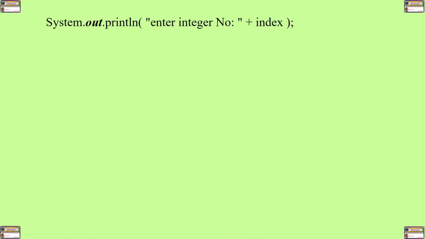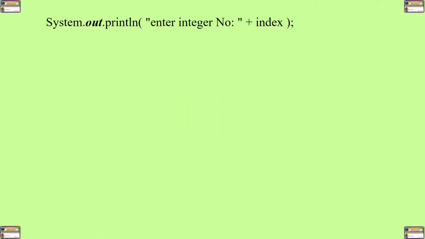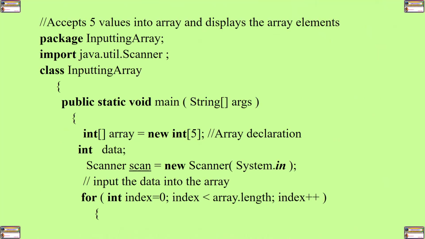Request the user to enter the value at index number 1. And then it will read the value and assign that value at the position index number 1. Then the compiler will go again and increment the value of index, the value of the counter, to 1 plus 1 is 2. Is 2 less than 5? Yes. It will continue that way until the value of index exceeds the length.